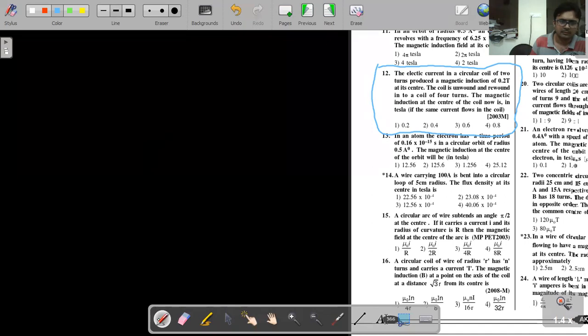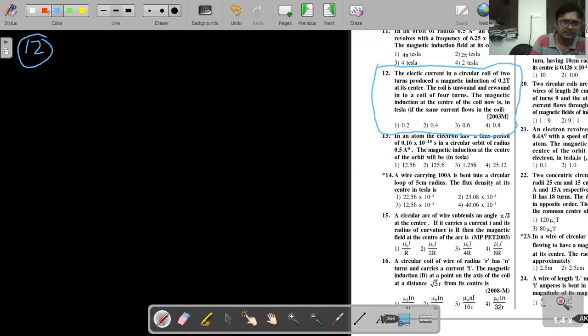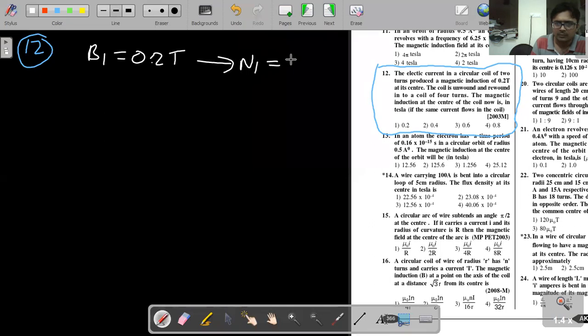Yes, sir. Read the 12th question. The electric current in a circular coil of 2 turns produced a magnetic induction of 0.2 T at its center. The coil is unwound and rewound into a coil of 4 turns. The magnetic induction at the center of the coil now is, in Tesla, if the same current flows in the coil. So they told that the electric current is in a circular coil of 2 turns.